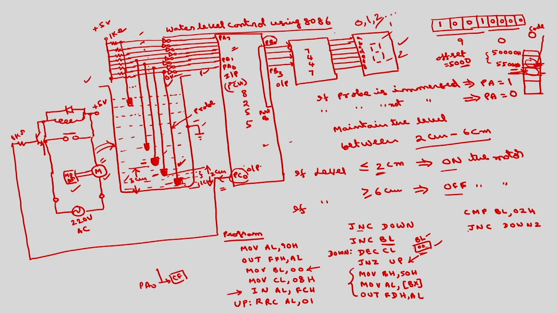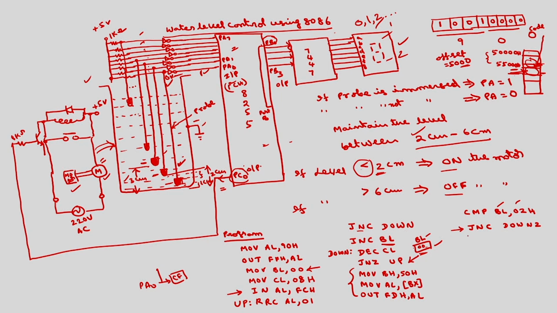If this is false, it will go here, means it will check for the upper limit. Now the lower limit has been checked. If this is false, what does it mean? BL contents are less than 2, that means the level is less than 2 centimeters. Okay. So in that case, this is jump not carry. Not carry means even 2 is also not carry. This is only not less than 2, equal to or greater.